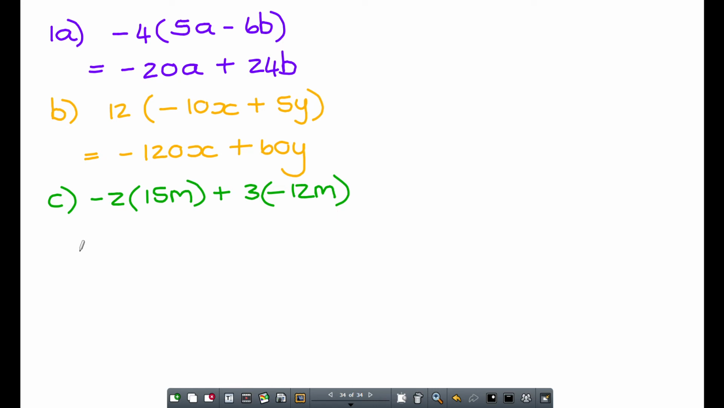Okay, then over here, the minus 2 had to be multiplied with a 15, so minus 30m. And then positive 3 times minus 12 gave me minus 36m. And now I want you to see that they both have m as an unknown. So they are like terms, so I could go and subtract further. So minus 66. And the unknown stays m.